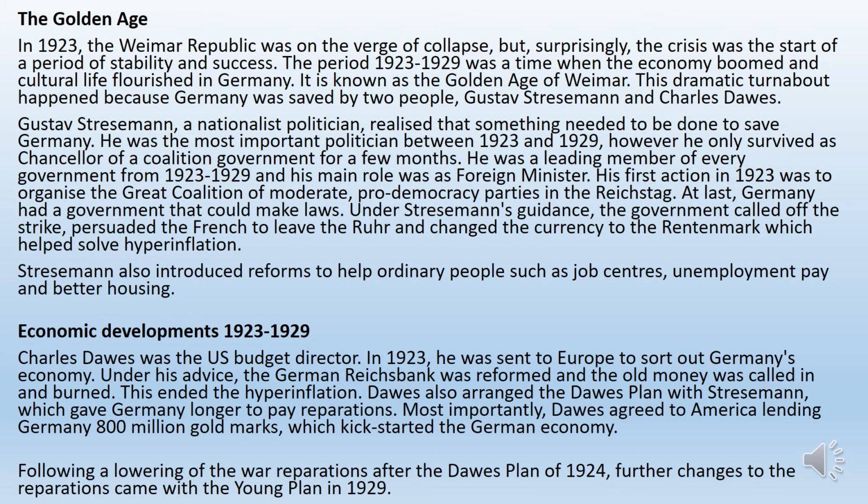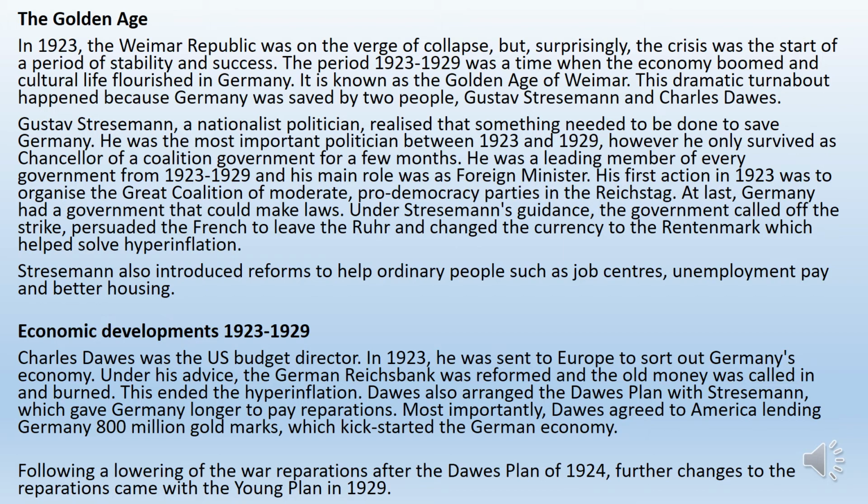The Golden Age. In 1923, the Weimar Republic was on the verge of collapse, but, surprisingly, the crisis was the start of a period of stability and success. The period 1923 to 1929 was a time when the economy boomed and cultural life flourished in Germany. It is known as the Golden Age of Weimar. This dramatic turnabout happened because Germany was saved by two people, Gustav Stresemann and Charles Dawes.